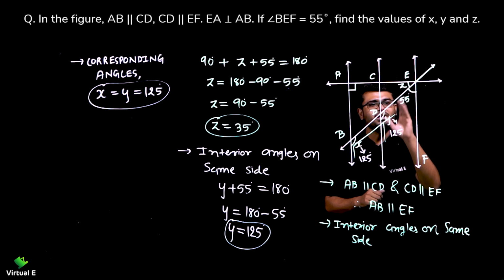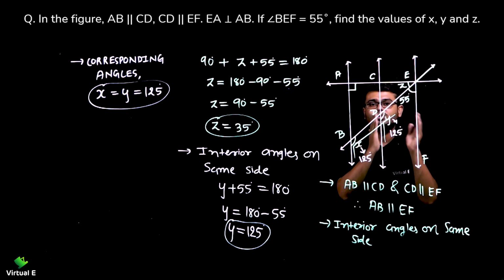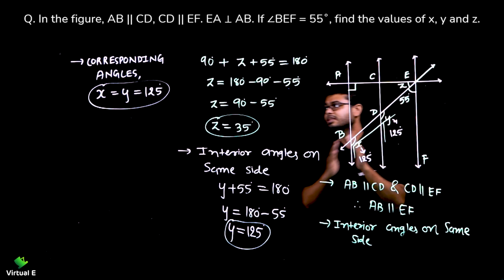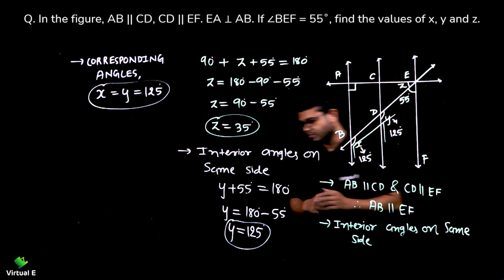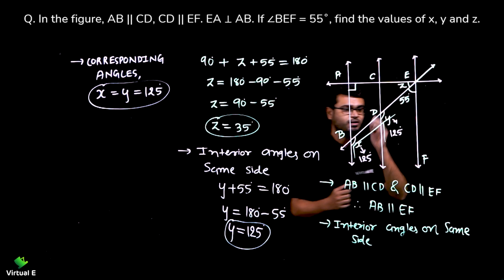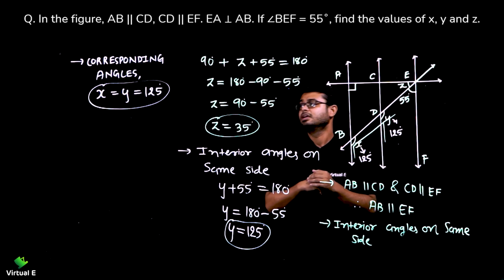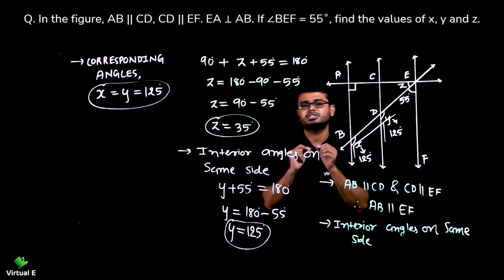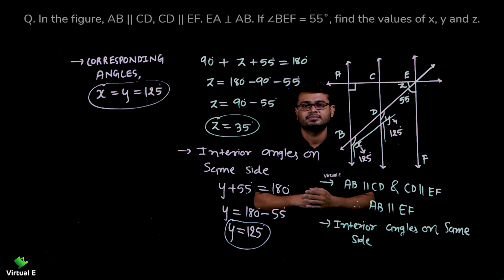So we come to know that these two angles between the lines are IASS, interior angles on the same side. So again apply the same property. y plus 55 is equal to 180, get the value of y. Now y and x are corresponding, so we get the value of x as well, 125. So this is how we find the missing angle with the three parallel lines.